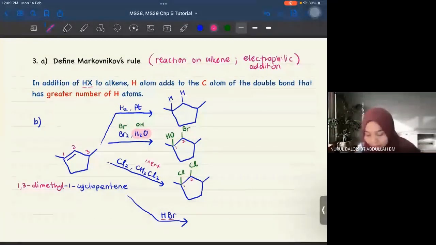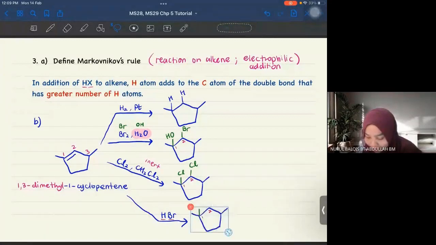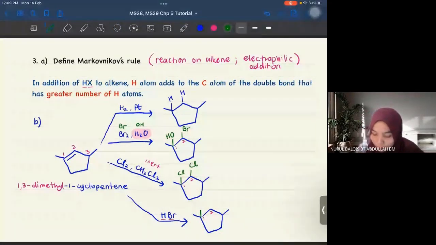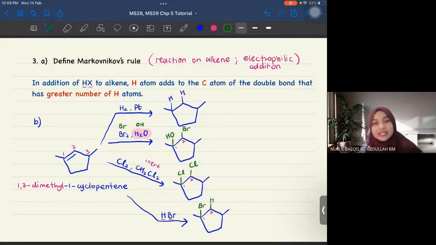Okay, for this case, only in an inert solvent, it means we will form only H and Br attached to it. So H will go onto carbon number 2 with the greater number of hydrogens, and Br will go onto carbon number 1 with fewer hydrogens attached to the carbon. Okay.